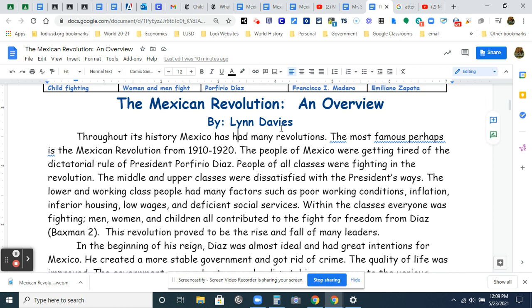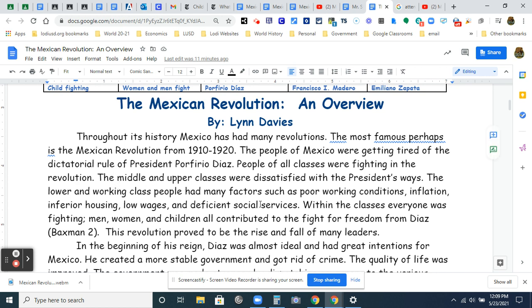Mexican Revolution overview. This is written by a woman named Lynn Davies. Throughout its history, Mexico has had many revolutions. The most famous, perhaps, is the Mexican Revolution from 1910 to 1920. The people of Mexico were getting tired of the dictatorial rule of President Porfirio Diaz. People of all classes were fighting in the revolution.